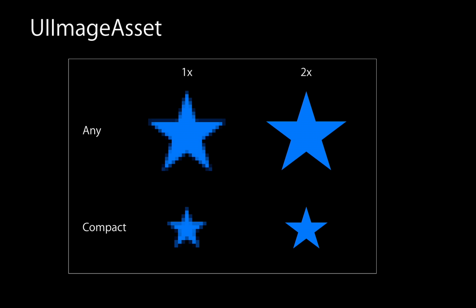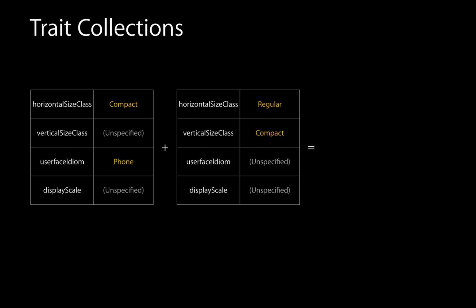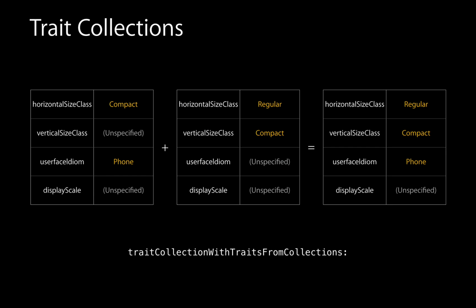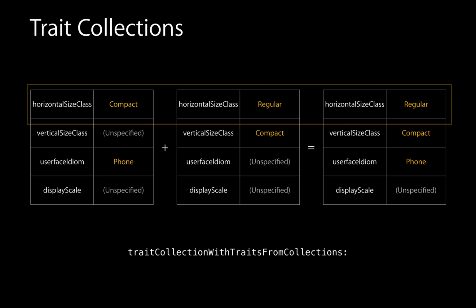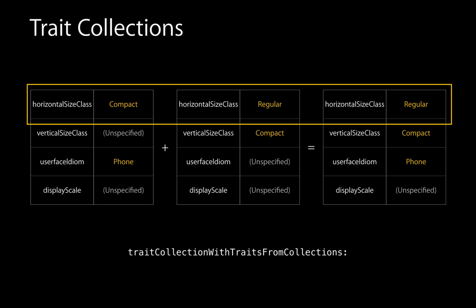Now, one last thing that we can do with trait collections is add them together. When we add one trait collection to a second, we get a combined trait collection. And we can do that with the traitCollectionWithTraitsFromCollections methods. Anytime that one of the traits is unspecified except in one of the trait collections that we're adding, we'll get only the specified trait in the final trait collection. However, if there are multiple values for the trait that are being added together, then the last trait collection will be the one that wins.